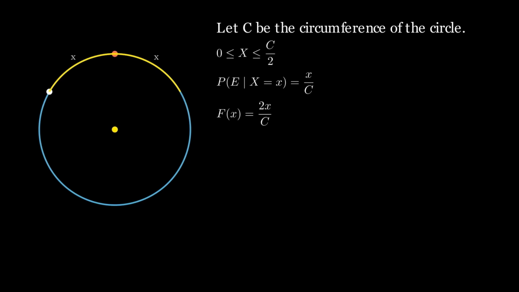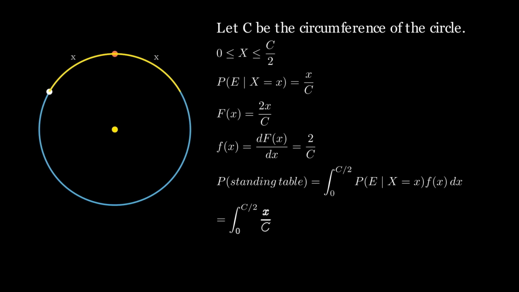By differentiating the cumulative distribution function, we obtain the probability density function as 2/C. Using the law of total probability for the continuous case, the probability that the table will stand is given by this integral. Evaluating this integral gives us the final answer of 1/4.